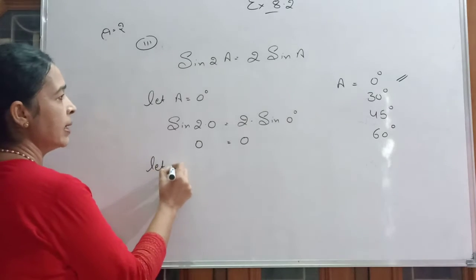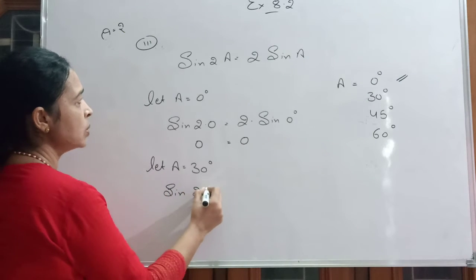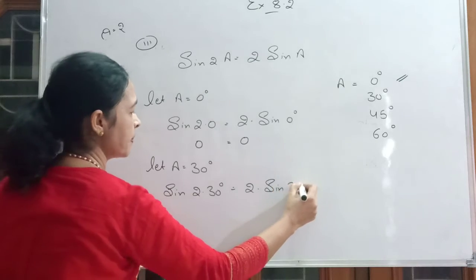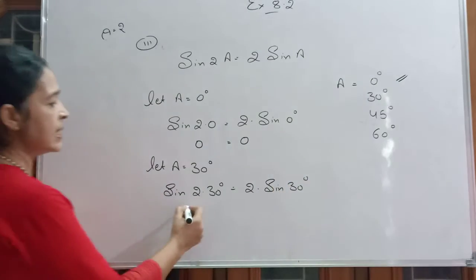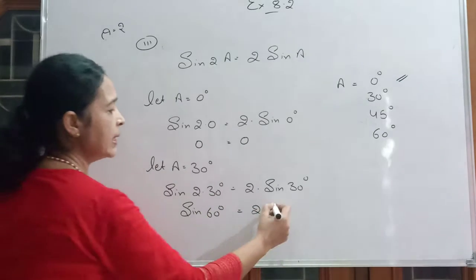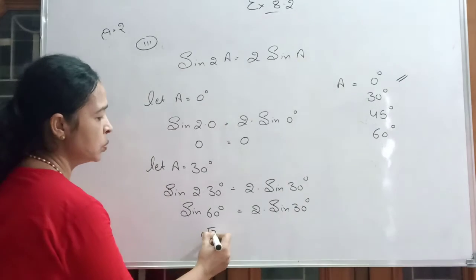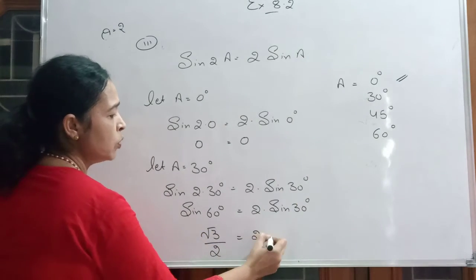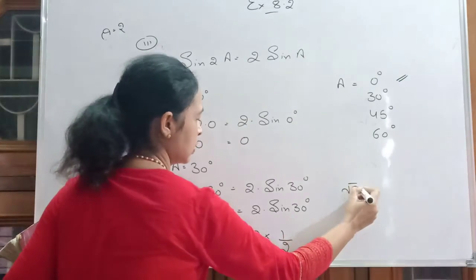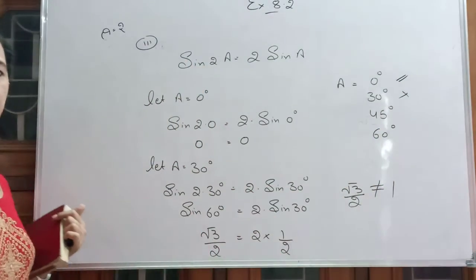Second is let A equals to 30 degree. Sin 2 into 30 degrees should be equals to 2 into sin 30 degrees. Sin 60 degree should be equals to 2 into sin 30 degrees. What is the value of sin 60? Root 3 by 2 equals to 2 into, what is sin 30? 1 by 2. So root 3 by 2 is not equals to 1. Therefore, this option is not correct.